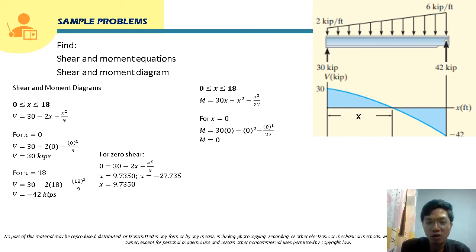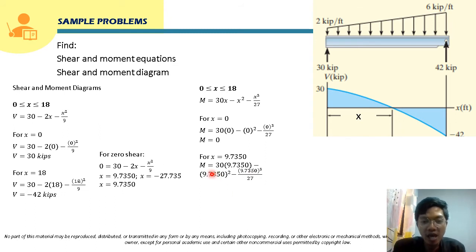We will also solve for the moment at this point. Again, class, we depend our moment diagram on our shear diagram. As you can see, the shear diagram has a discontinuity here, since it passes through the x-axis. So we are going to solve for the moment at this distance, which is 9.7350. For distance x equal to 9.7350, we substitute this value to the variables x to solve for the moment at that distance x.